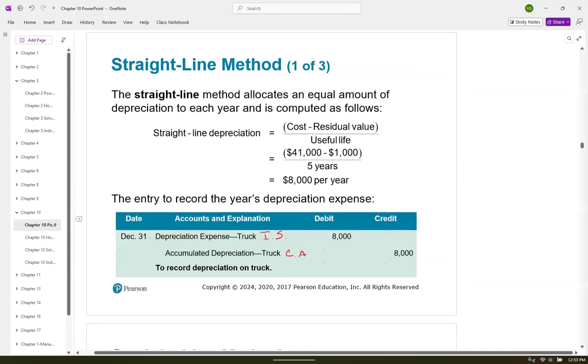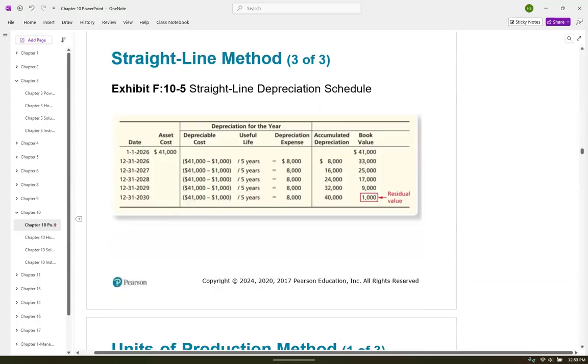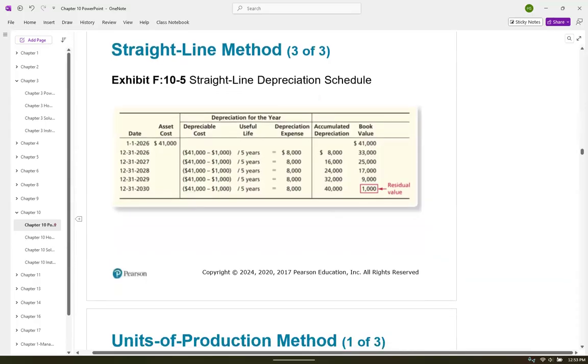We're not going to get hung up on the journal entry because you should know how to do the journal entry. I'm going to come down here and show you their little table where they have the depreciation. And you can see right here, every single year, that accumulated depreciation account is going up and up and up until it hits the 40,000. It cannot hit 41,000 because we have to leave $1,000 in there for the residual value because we're going to get that back at the end of this asset's useful life.